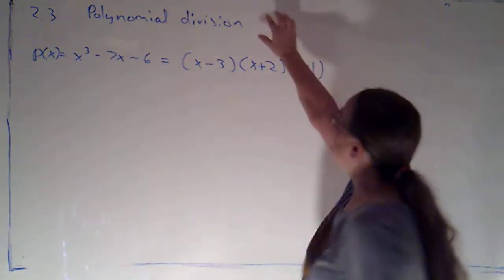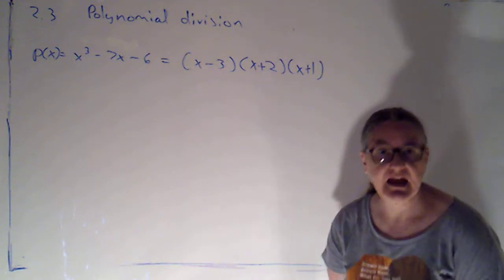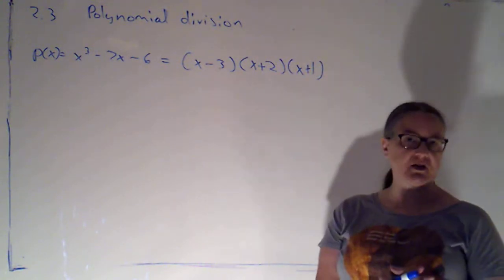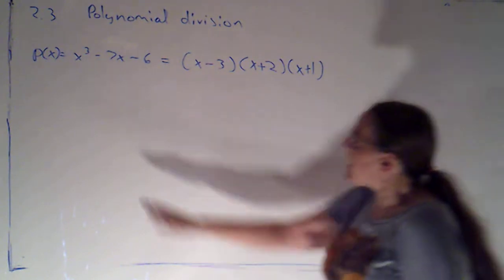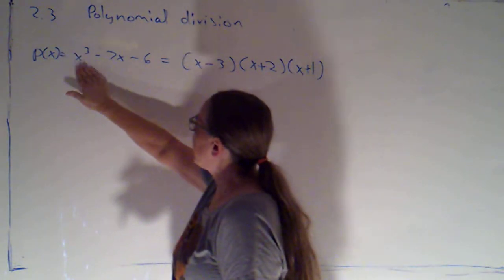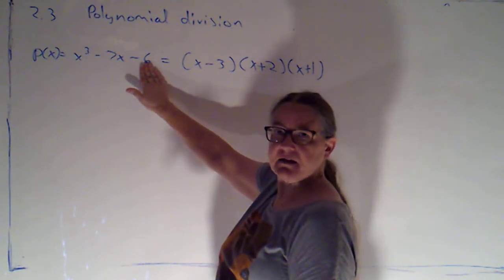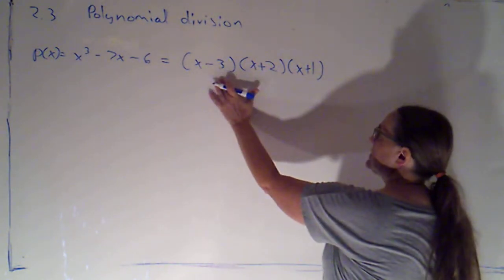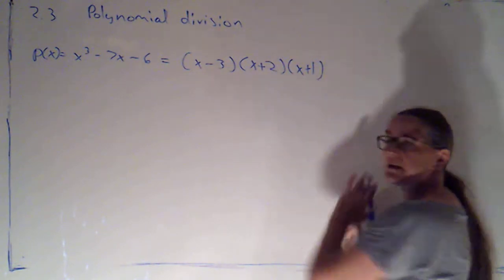Section 2.3 is about polynomial division. Before we get into how to do that, I want to just talk about why it's important and how it's related to what we've been doing so far. I've got up here a polynomial p of x, which is x cubed minus 7x minus 6. And I've written that in factored form, x minus 3 times x plus 2 times x plus 1.